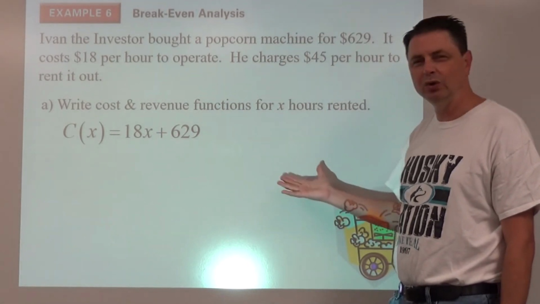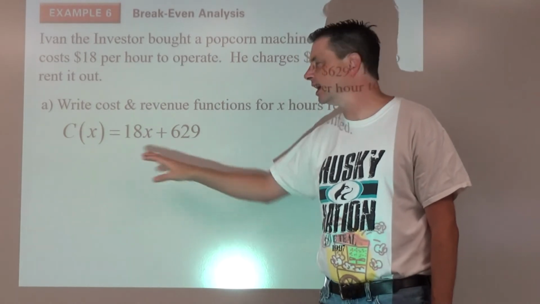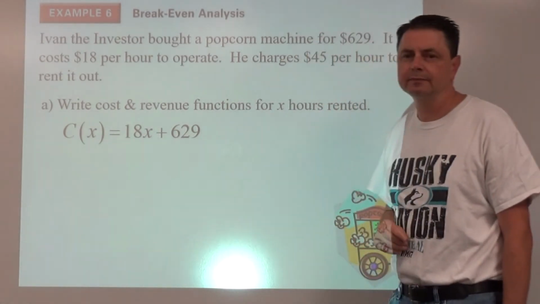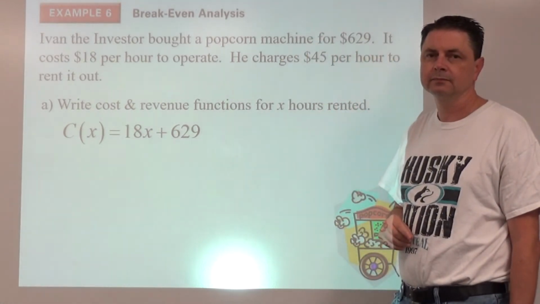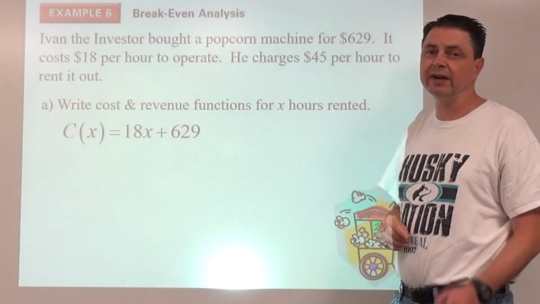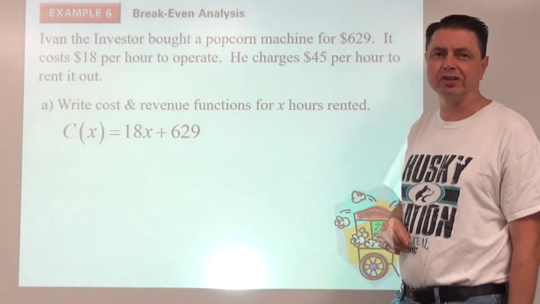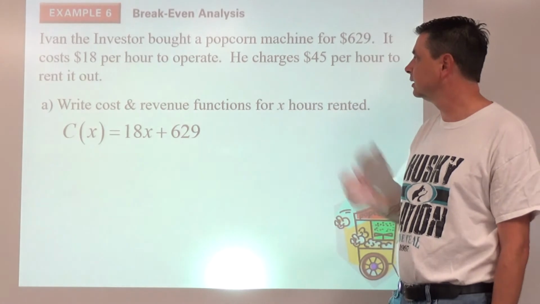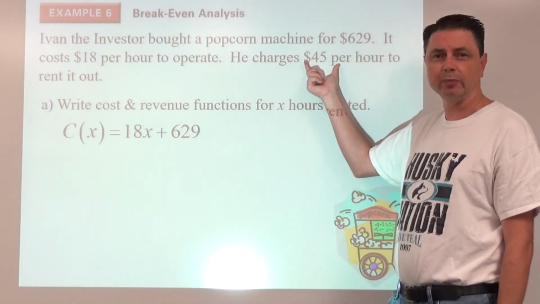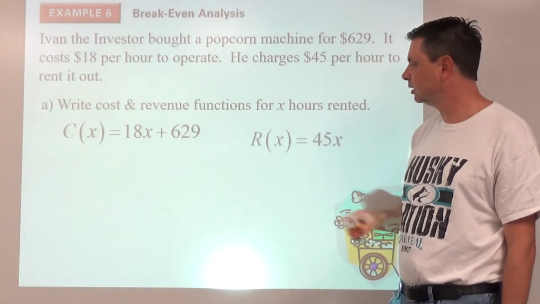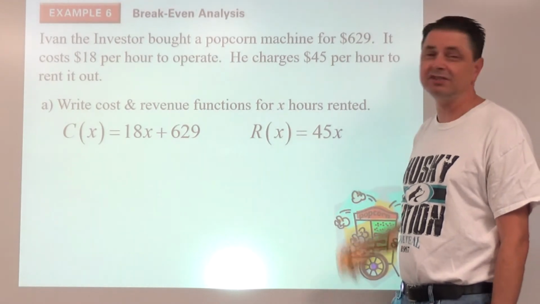And then revenue, pause it here, see if you can figure out what the revenue function is. The revenue function is often more simple than most people think. Here's the revenue he's producing, $45 per hour. So it's just 45 times x.